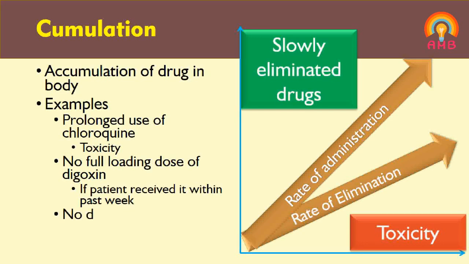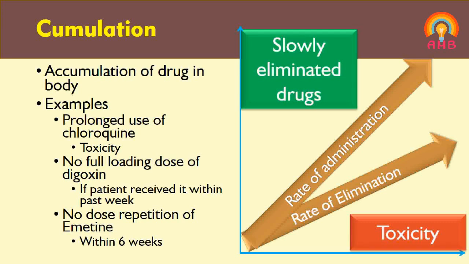Another example is, a course of emetine should not be repeated within 6 weeks. So that much accumulation of emetine can take place. Emetine can remain in our body for 6 weeks, that much slow elimination is there. Here also emetine is having cumulative tendency. As it is slowly eliminated, it is accumulating in the body. So a course of emetine should not be repeated within 6 weeks. So that is about the cumulation.